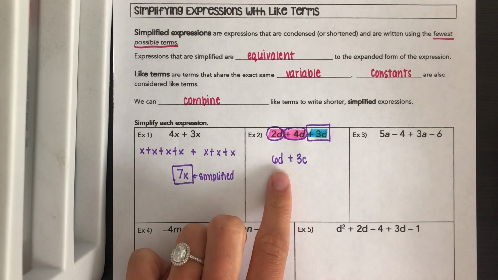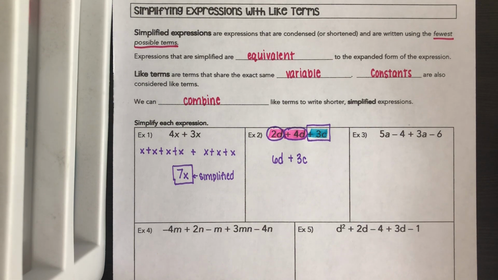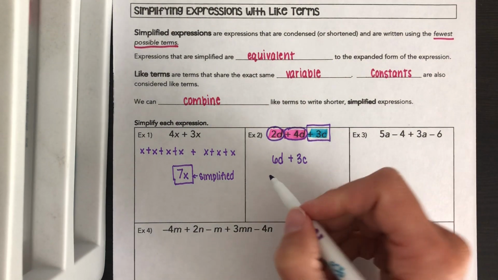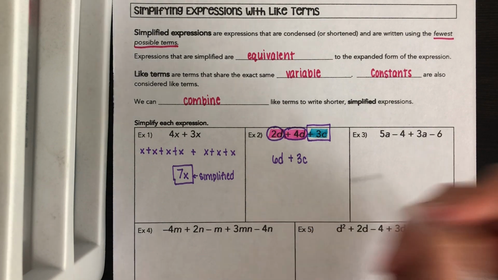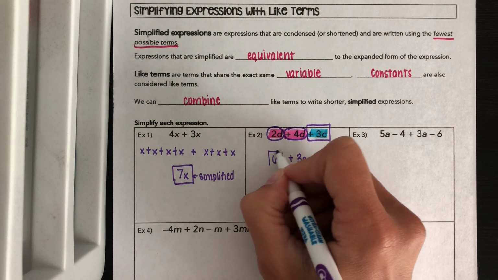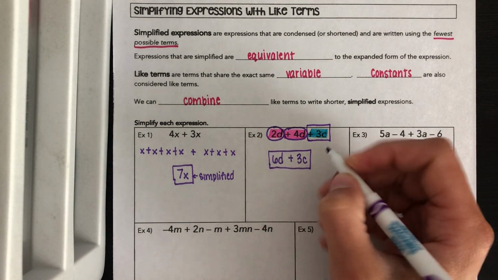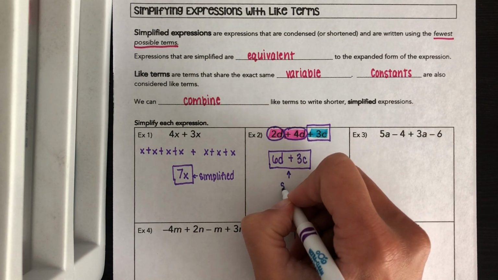When I look at this expression, I know I can't simplify this further because these terms do not share the exact same variable and we cannot combine terms that are not alike. So this would be my simplified expression.